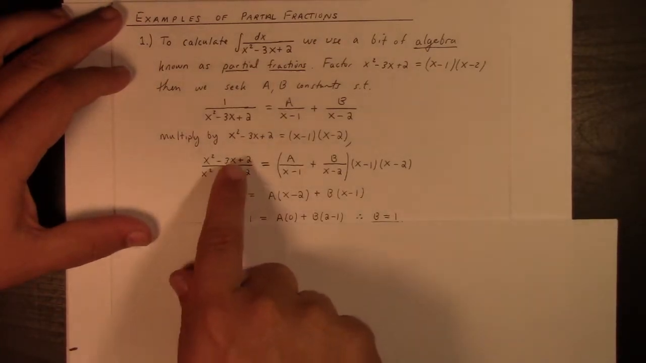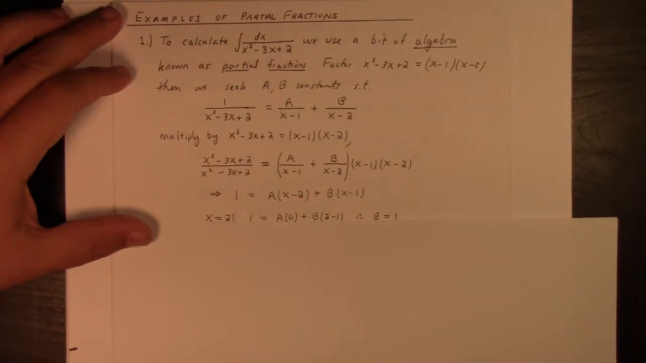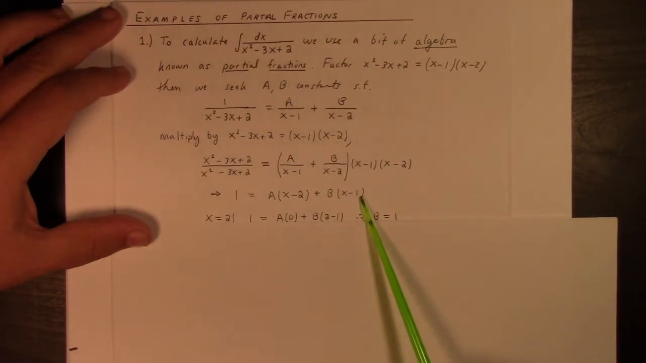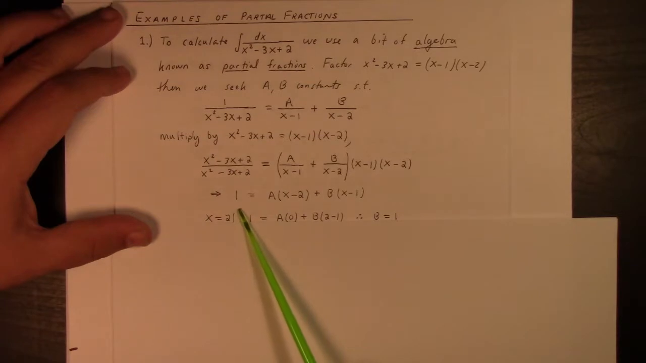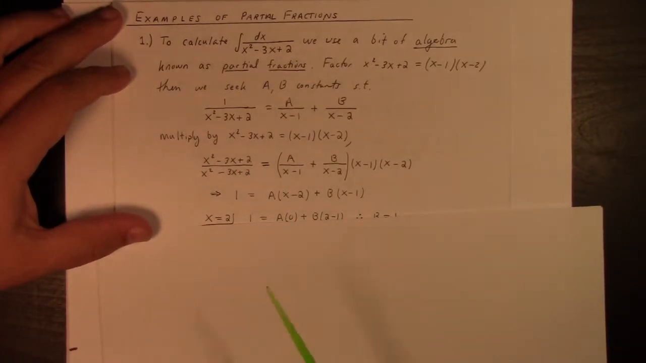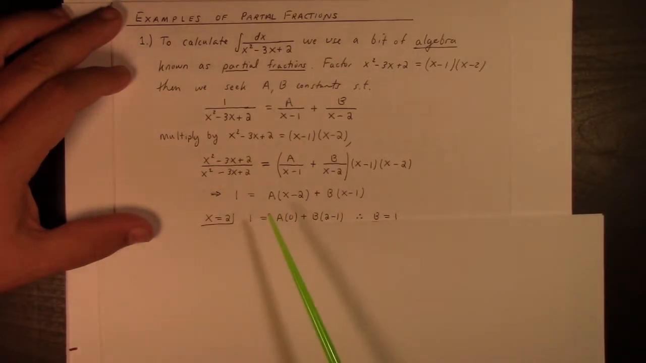Multiply both sides by the denominator. Cancel x minus 1 with x minus 1 on this term, leaves me x minus 2. x minus 2 cancels and leaves me x minus 1 on that term. On the other side, I just get 1. So to solve this equation for a and b, since this is an identity for all x, we can just put in x equals 2 and x equals 1.